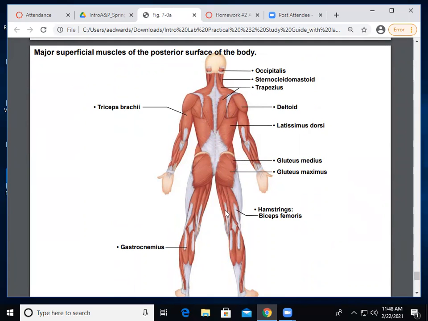Now, on the posterior side of your leg, you have the hamstring muscles. This one in particular is known as the biceps femoris. You're going to say, I thought you told me biceps in your arms. Biceps brachii, right? Because brachii means arm. Why do you think we're calling this one femoris? Because it's attaching to the femur. Good. And then here's another good view of the gastrocnemius.